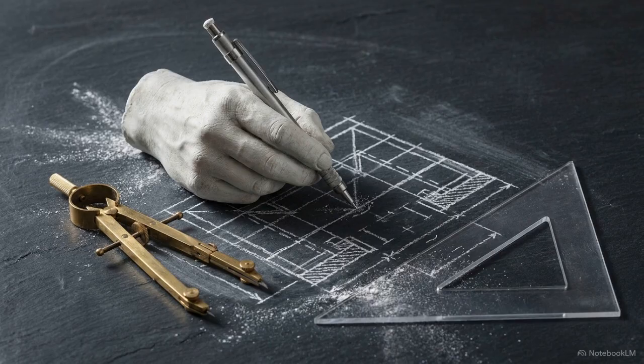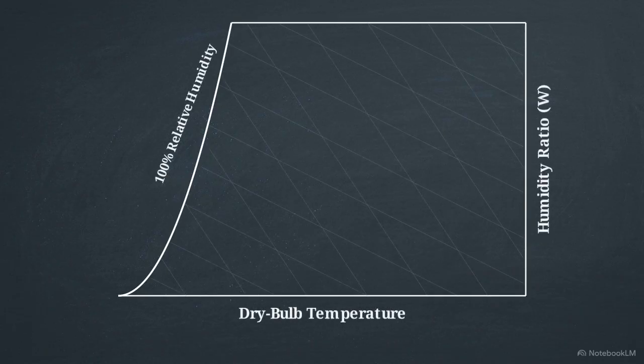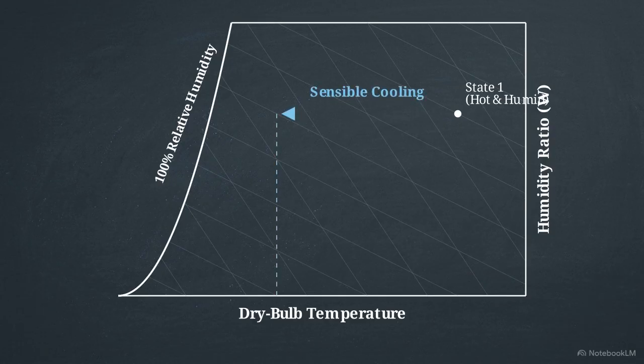Now we apply them dynamically. In this fully populated state, real-world HVAC processes are simply geometric vectors drawn between equilibrium states on the map. We start at an initial state, for example, a hot, humid room requiring conditioning. Sensible cooling is a pure temperature drop. It removes heat without changing the moisture content of the air. On the chart, this translates to pure horizontal movement to the left.